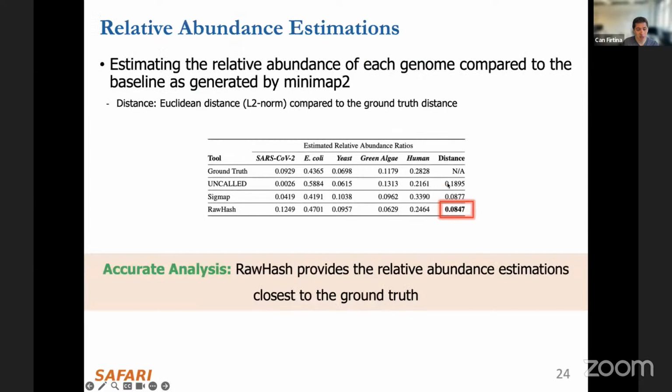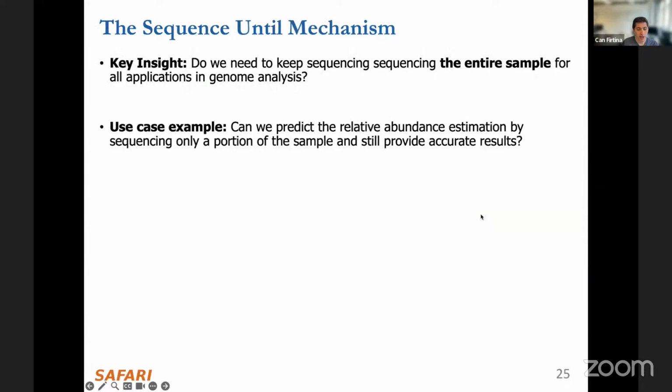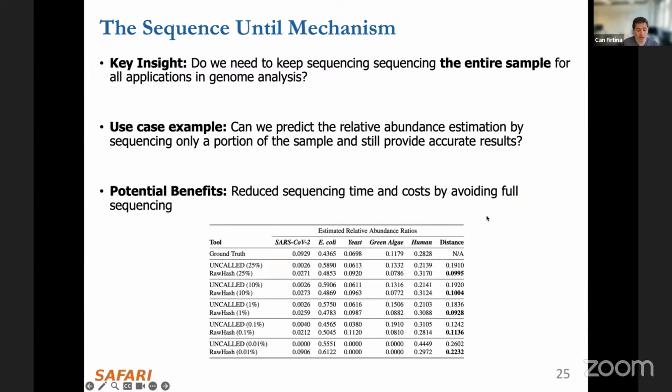So in this case, for example, for Uncalled, the distance to the ground truth was around 0.1895, and for RawHash it was around 0.0847. So the question is, can we get close to these numbers so that we can make almost as accurate estimations as by sequencing the entire sample?